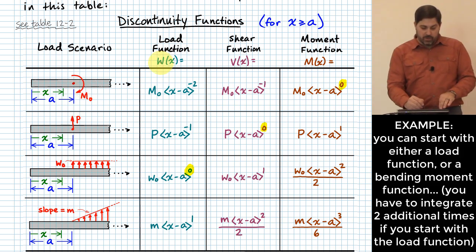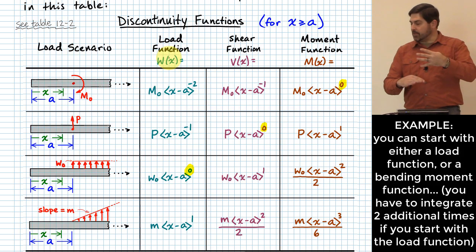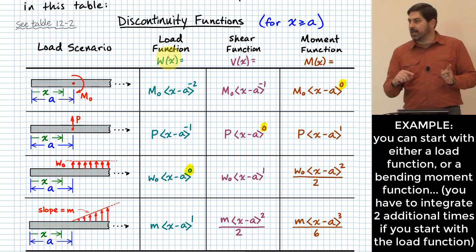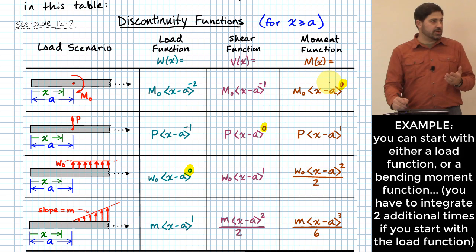We can start all the way from the distributed load function and integrate, what is it, 4 times to go all the way to the deflection function. That is certainly an option. But you might remember that when we were doing our plane integration method that we did last time, where did we often start there? With a bending moment function, right? Because they give you this nice little table, we also have the option of starting with a bending moment function and only having to integrate twice.